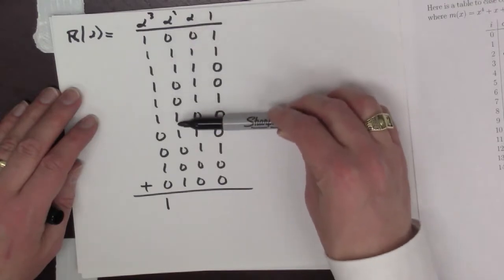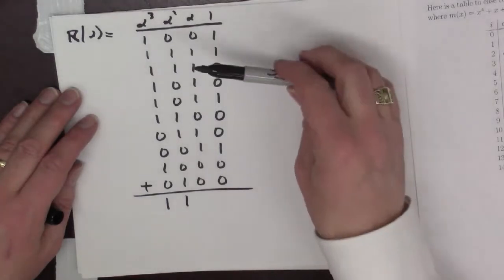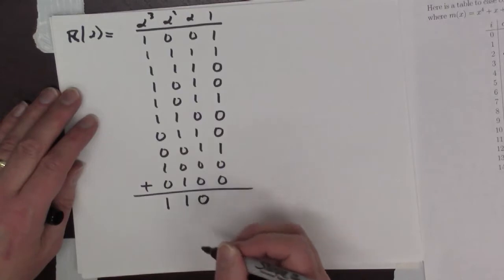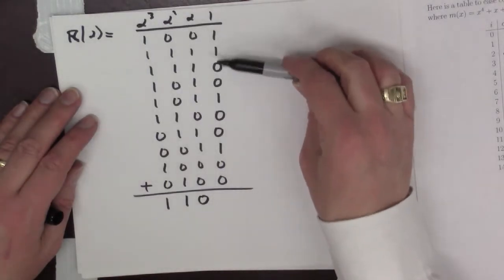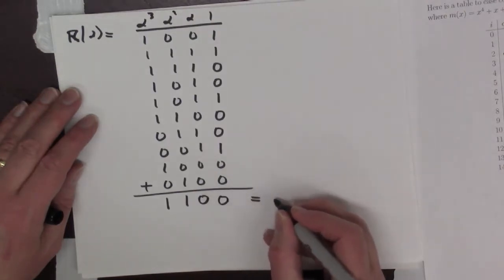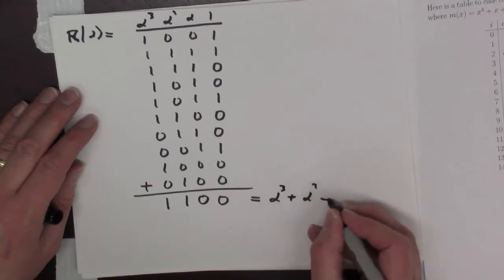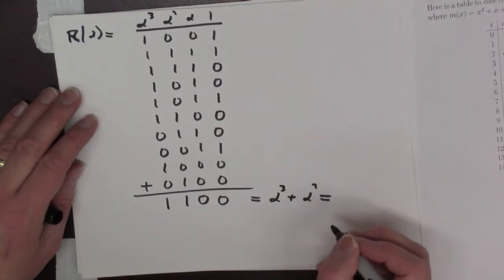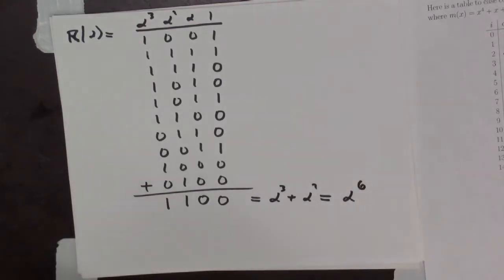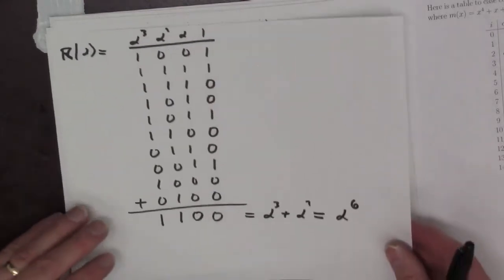1, 2, 3, 4, 5. 1, 2, 3, 4, 5, 6. 0, 1, 2, 3, 4. This is 0. So this is alpha cubed plus alpha squared, which is alpha to the 6th power. Okay, that was nice and convenient. Okay, I can leave it there.